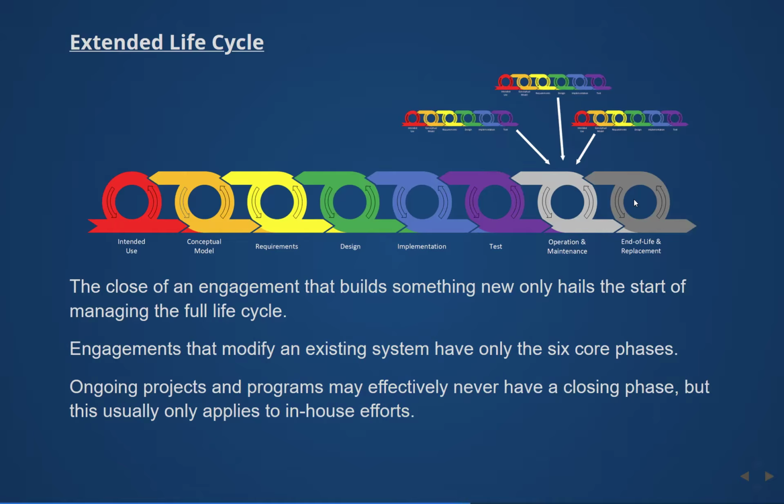When you're in the operation and maintenance part of the system's life cycle, you may never have a closing phase. You may have several things going on at once. People may be working in every phase of one or more engagements at the same time, and you'll never really close.